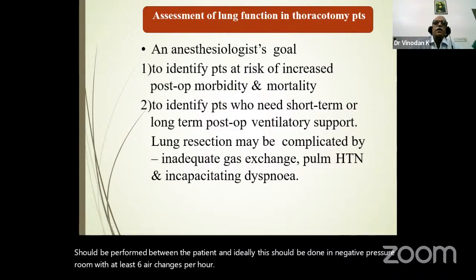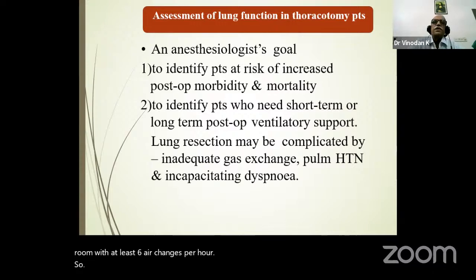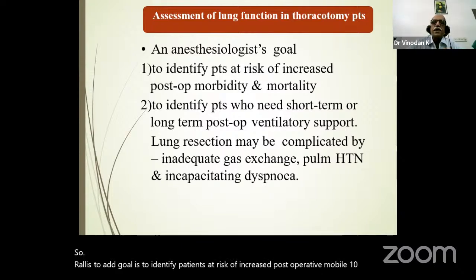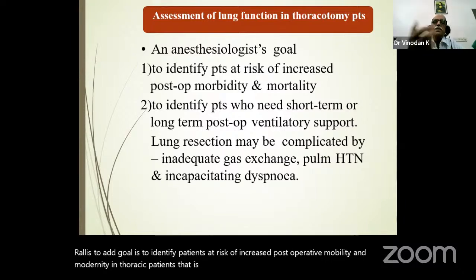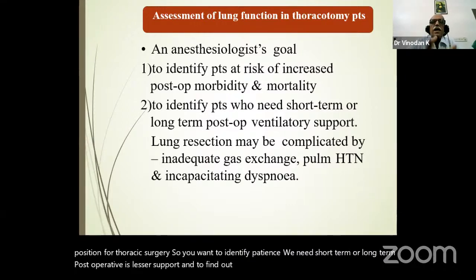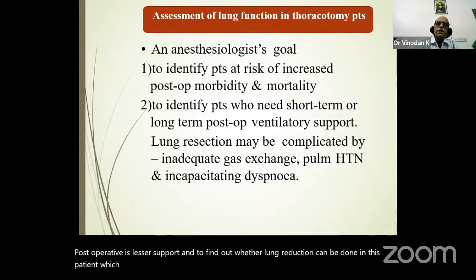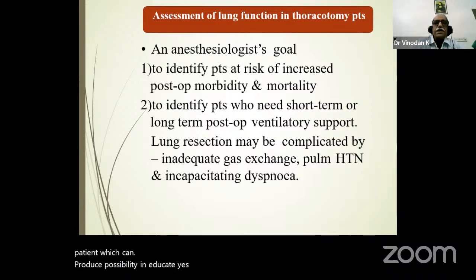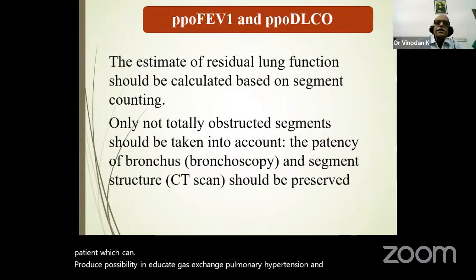So the anesthesiology role and goal is to identify patients at risk of increased postoperative morbidity and mortality in thoracic patients. That is why special attention has been given to finding the right patient for thoracic surgery. So you want to identify patients who need short-term or long-term postoperative ventilator support, and to find out whether lung resection can be done in this patient, as it can produce postoperative inadequate gas exchange, pulmonary hypertension, and incapacitating dyspnea.